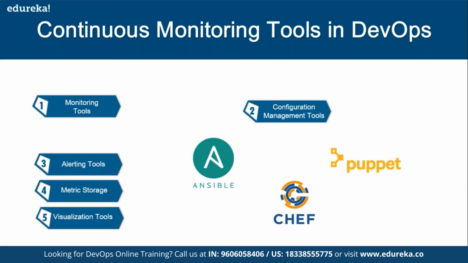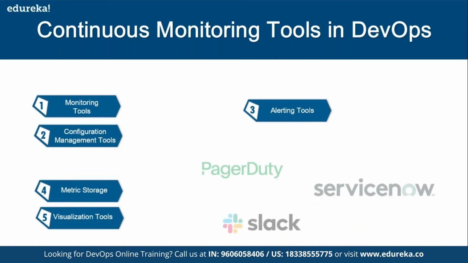Ansible is written in Python, is agentless, very popular, and utilizes an imperative approach. Chef, on the other hand, is written in Ruby, and also relies on an imperative configuration approach. Puppet relies on a declarative configuration management approach using a domain-specific language and on an agent-master architecture. Moving on, we have DevOps alerting tools.